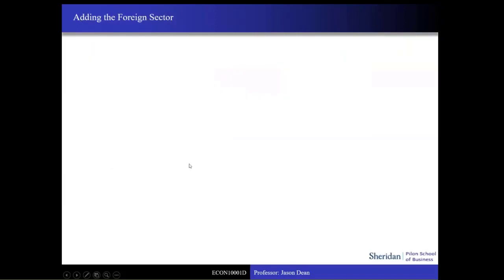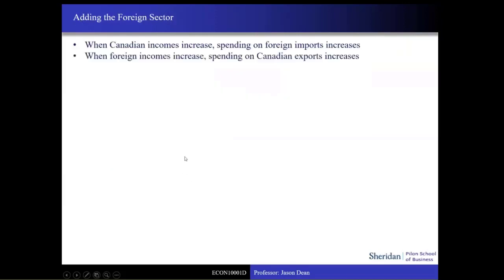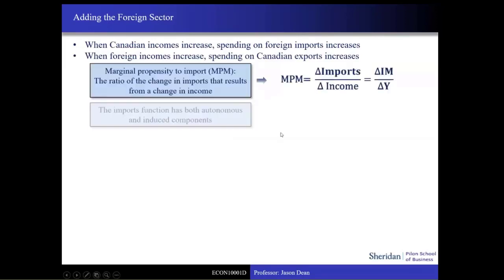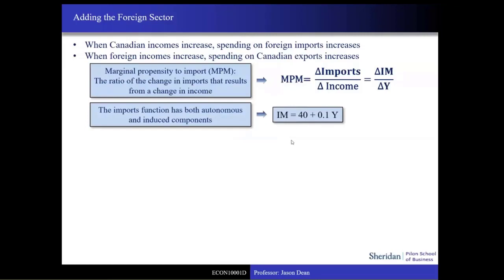So we have another leakage, which is imports, and an injection, which is exports. We're going to say that imports are represented by a simple linear function, just like the other cases. Regardless of income, if the income is 0, people will import 40 worth of goods. Maybe we could think of the winter time. People, regardless of income, might purchase some vegetables and things like that can't be grown in the winter. But as income goes up, for any level of income, 10% of it will be dedicated towards imports.